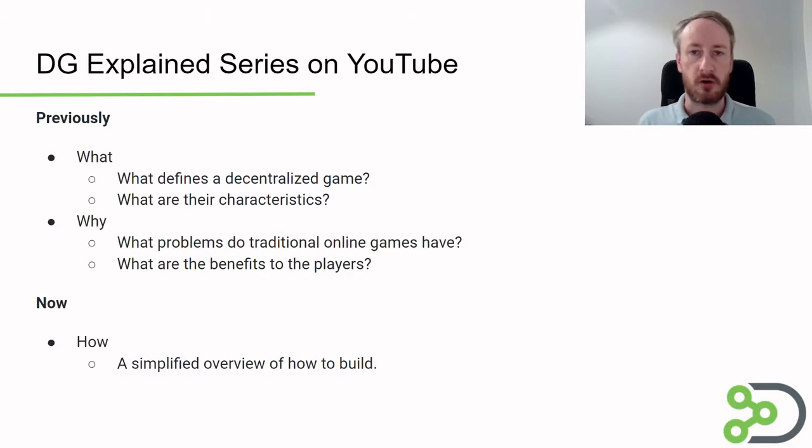This video is part of a series of videos about explaining decentralized games. In the first two videos, I tried to give a definition of a decentralized game and then talk a little bit about the characteristics of a decentralized game. That's the what. The third and fourth videos were trying to explain the why. So we want to look at the problems of traditional online games and then see if we can solve those. There's more information in those videos about what it is that we're trying to tackle.